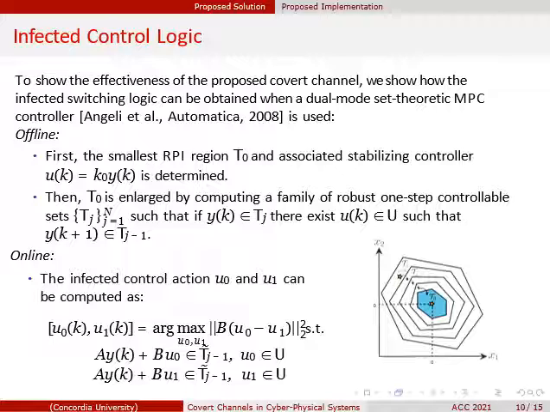Then, in the online phase, the infected control actions U0 and U1 can be computed by solving the following optimization problem, whose cost function ensures that there is a maximum distance between the centers of the two prediction sets y0 plus and y1 plus.